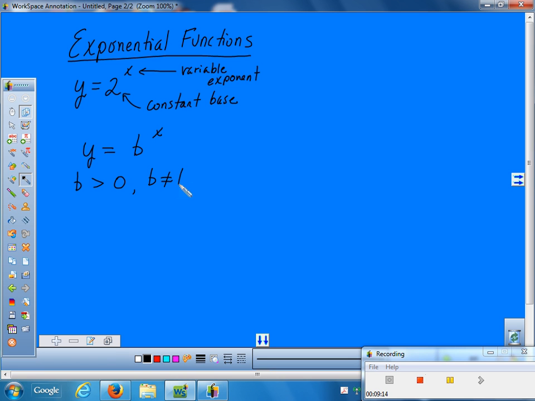Now, the exponent. Is there any limit on what number can be an exponent? Can you have positive exponents, negative exponents, fraction exponents? Yes. The exponent x is any real number. The power can be anything. But what will y come out to be if your bases are always positive? If you take a positive number to a power, it's going to be positive. So therefore, y is also always positive.